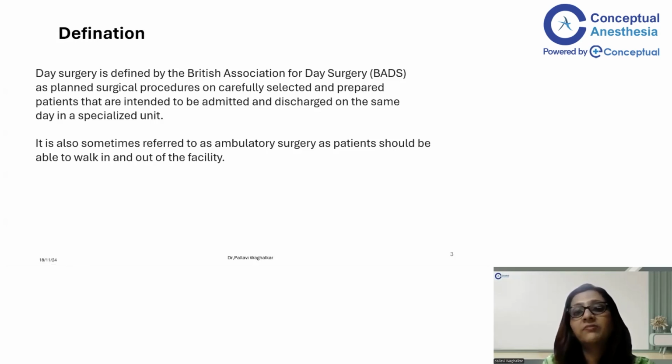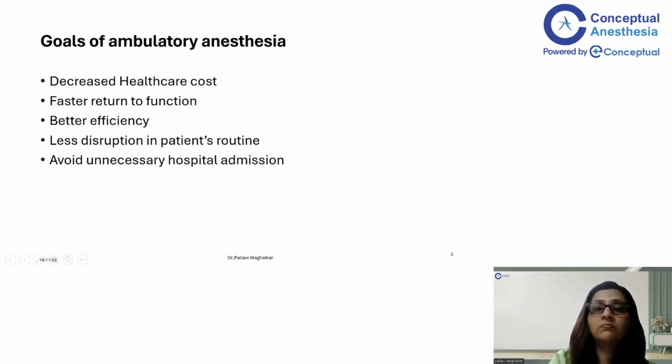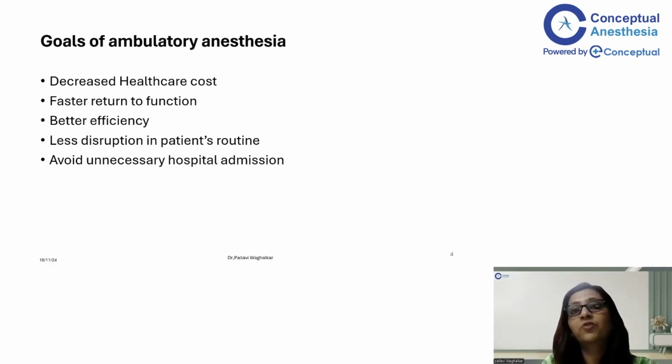After the definitions, let's see what the goals of daycare anesthesia, or ambulatory anesthesia, are. Why is daycare anesthesia separate from normally conducted surgeries? First of all, it will decrease the healthcare cost, because the patients are not admitted for 2 days, 7 days, and will be just admitted and discharged on the same day or maybe on the next day.